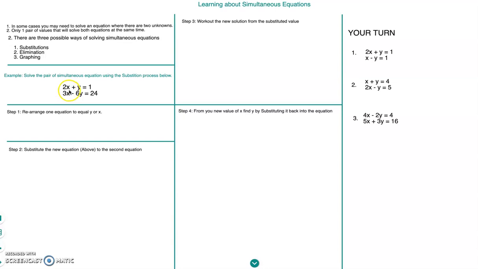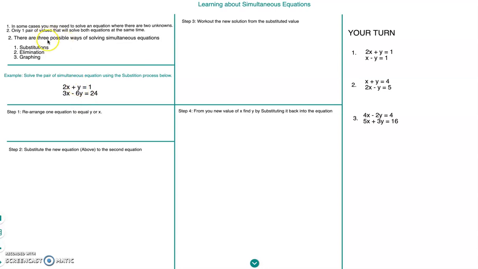As you can see here, there is 2x plus y is equal to 1 and 3x minus 6y is equal to 24. The x and y variables here are unknown variables. These are something that we need to find out. And there's only one pair of values that will solve both equations at the same time. So both these x values will be the same, and both these y values will also be the same.